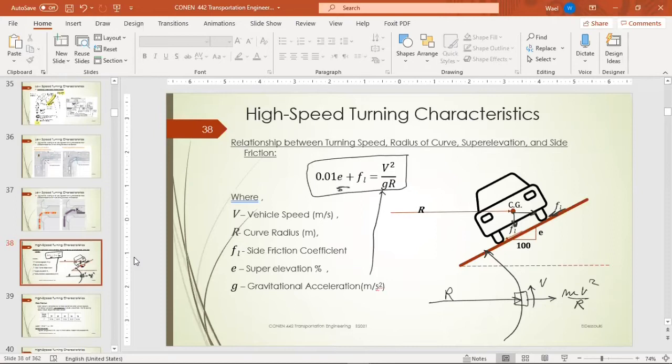that's the super elevation, because on horizontal curves, we make this banking of the road, so the outer side of the road is higher than the inner side of the road. So that means if we take a cross section here, that's what you see. We call it super elevation.